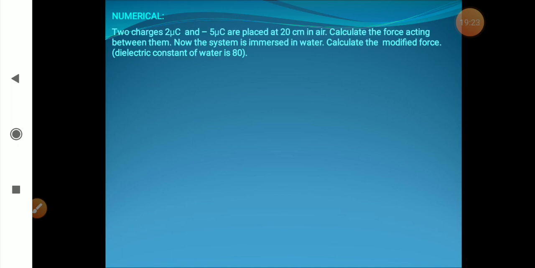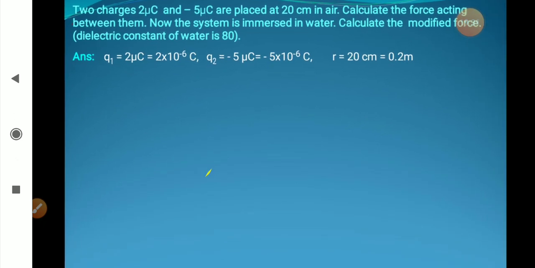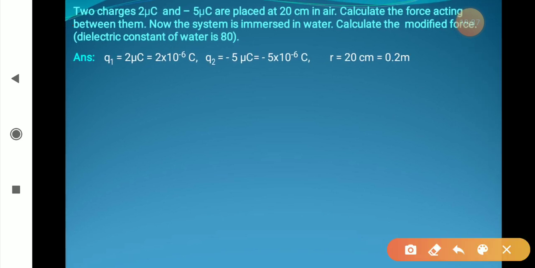So now let us see one numerical based on Coulomb's law. If we have two charges, 2 microcoulomb and minus 5 microcoulomb, placed 20 centimeter apart in air, calculate the force acting between them. So first let's see the given values. Q1 is 2 microcoulomb, and micro means 10 raised to the power minus 6. Q2 is minus 5 microcoulomb, or 5 into 10 to the power minus 6. Distance between them is 20 centimeter or 0.2 meter.